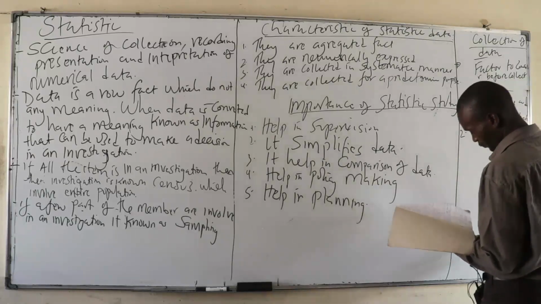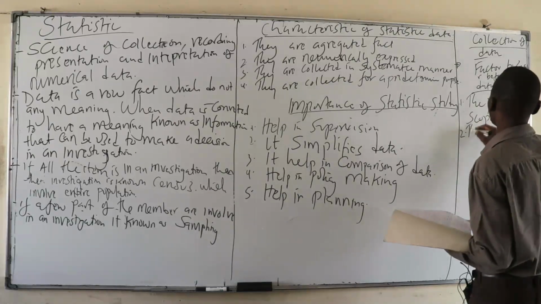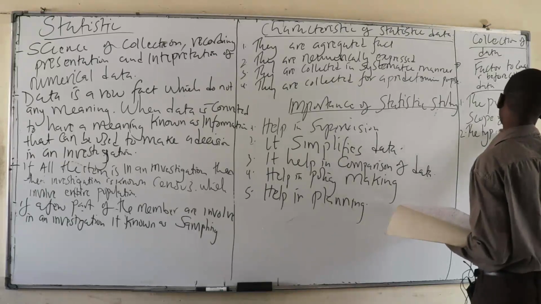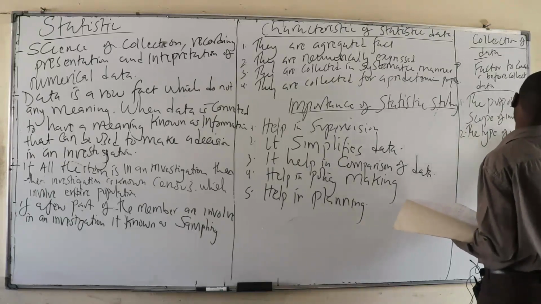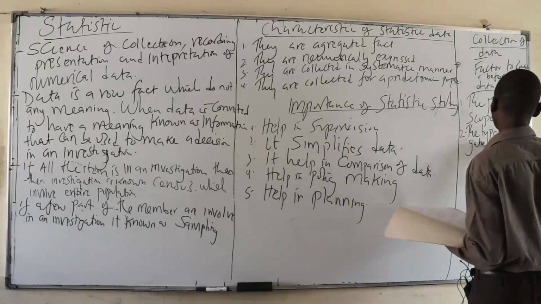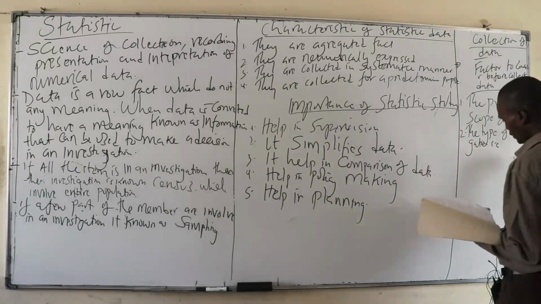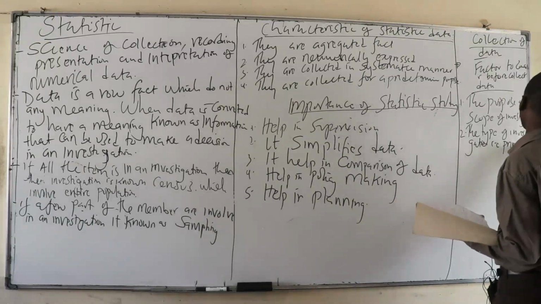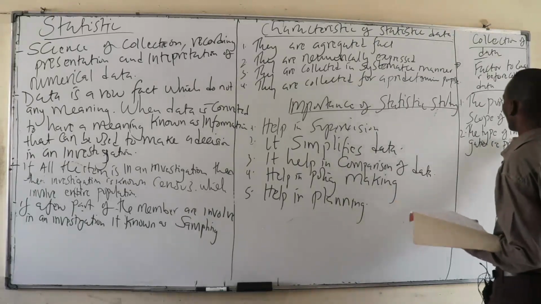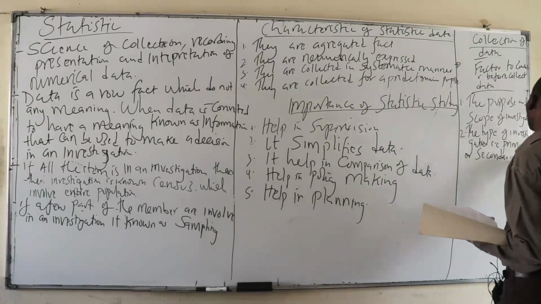Number 2, the type of investigation, i.e., you are talking about whether it can be primary or secondary.